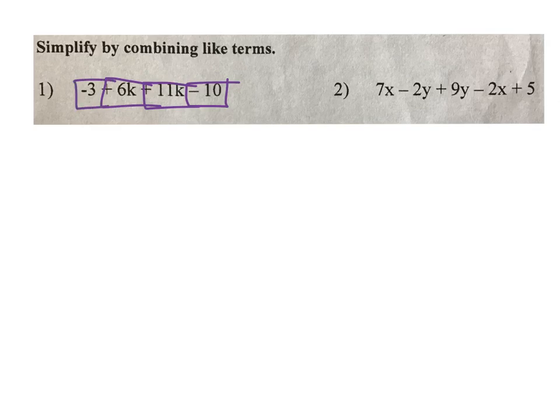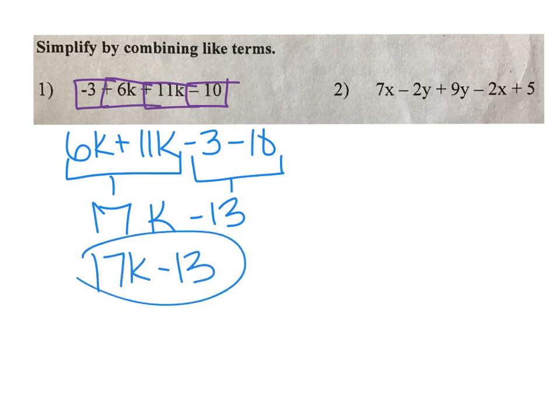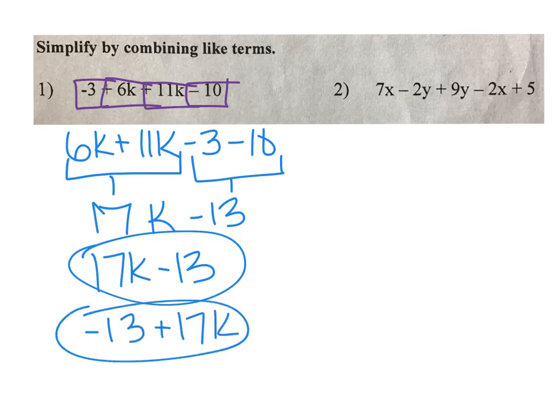And I'm going to combine my like terms. So I'm going to combine 6K plus 11K. Then I'm going to combine my constants, negative 3 minus 10. These ones are going to combine to be 17K. These ones are going to combine to be negative 13. So our answer is 17K minus 13. If you wrote negative 13 plus 17K, that's also okay. It's just the commutative property and it's just switched around.